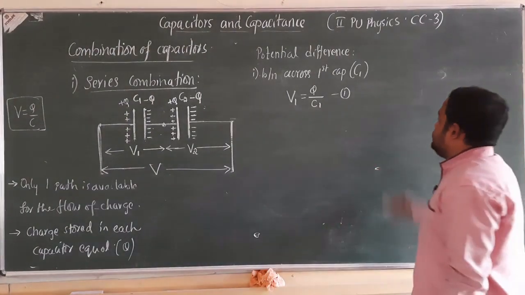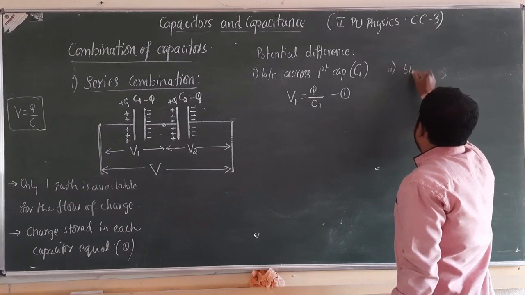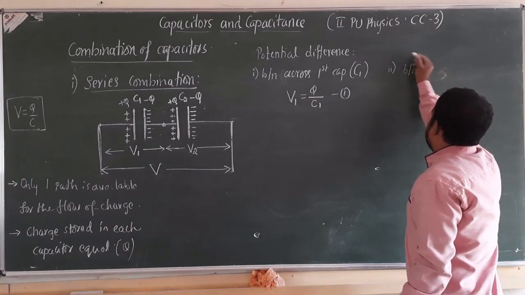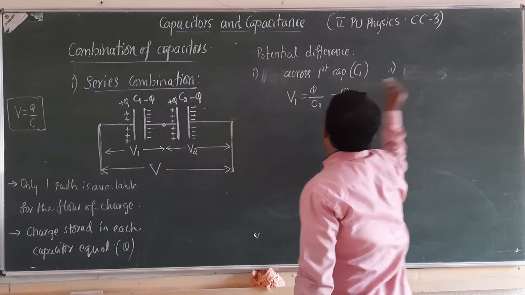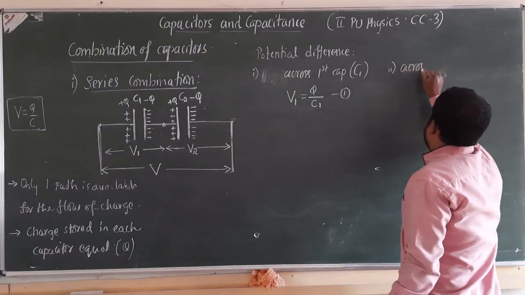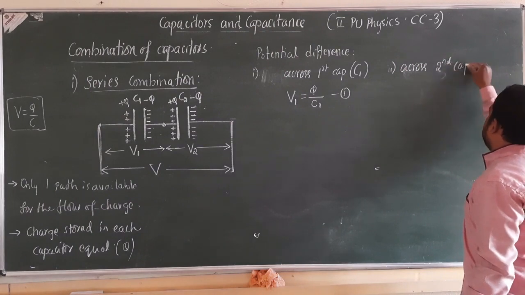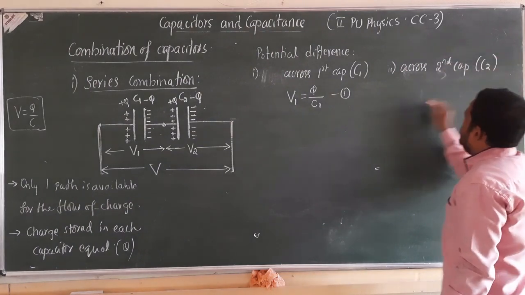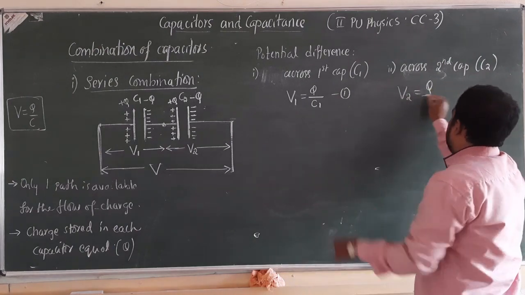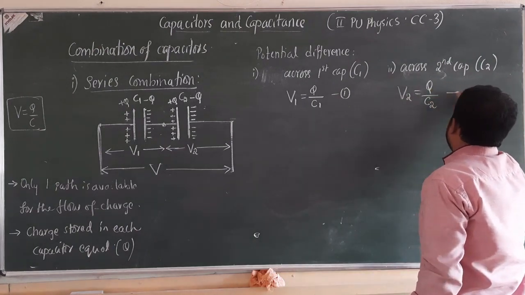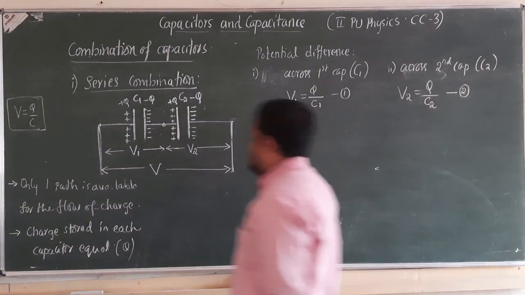Q divided by C1. Similarly, the potential difference across the second capacitor, that is C2, represented as V2, can be written as Q, which is the same, divided by its capacitance C2, equation number 2.